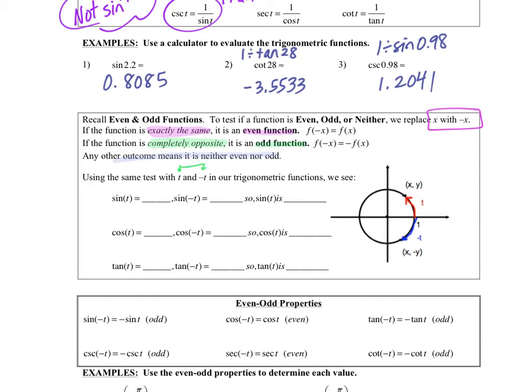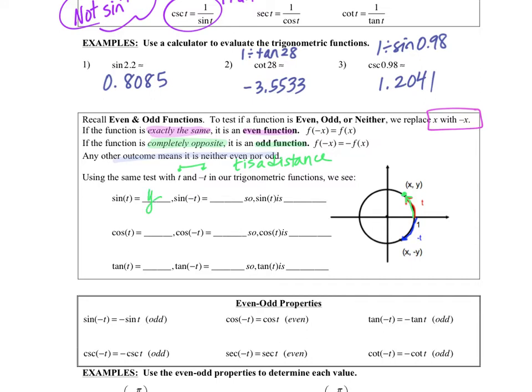So I replace t with negative t. But remember that t is a distance, okay? So when I say to you, my distance t, right here on my circle, I'm going that far, it gives me an ordered pair x, y. And the definition of sine, remember, is the y value.